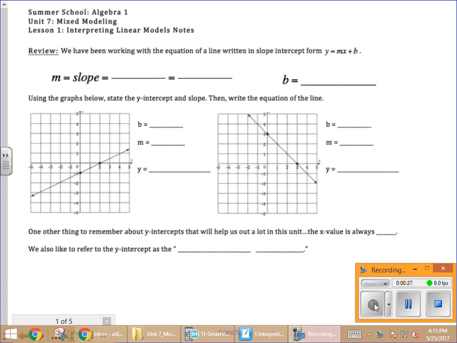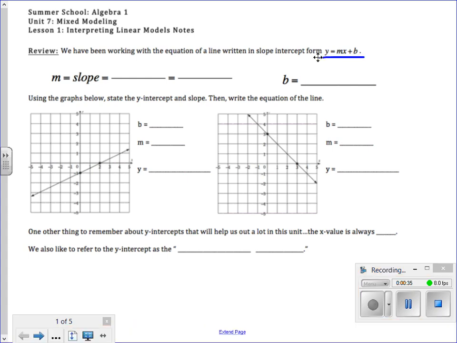In order to be successful with working with linear models, we have to talk about the equation of a line, which is written in slope-intercept form. y = mx + b. In that form, m is the slope. The slope, when you're looking at a graph, is the rise over run of the graph. An equation that we can use to find the slope is (y2 - y1) over (x2 - x1). In the slope-intercept form, the b is the y-intercept of the graph.